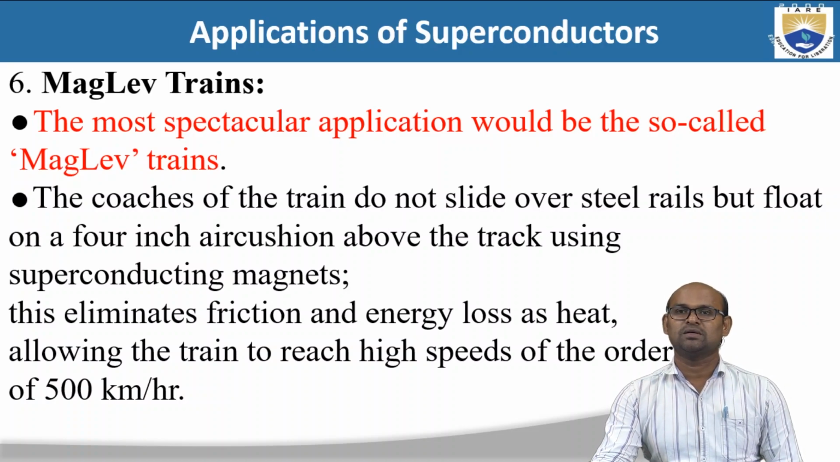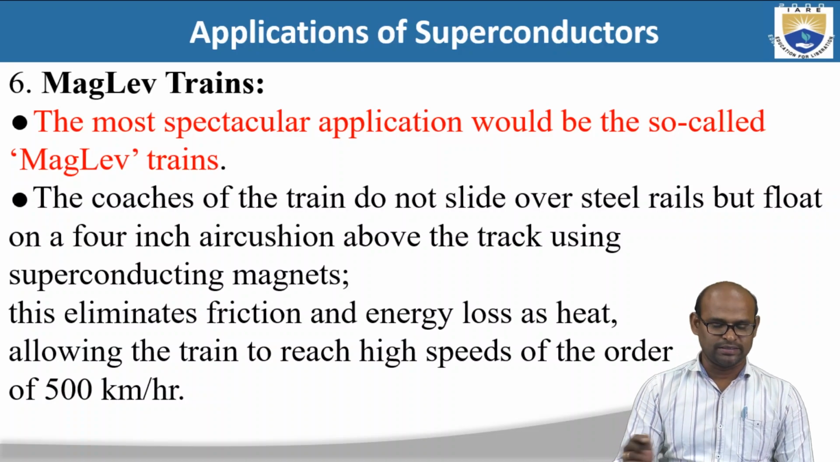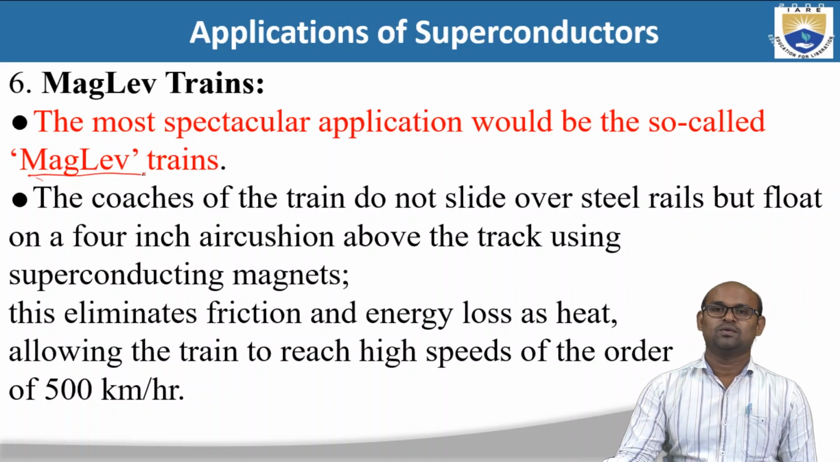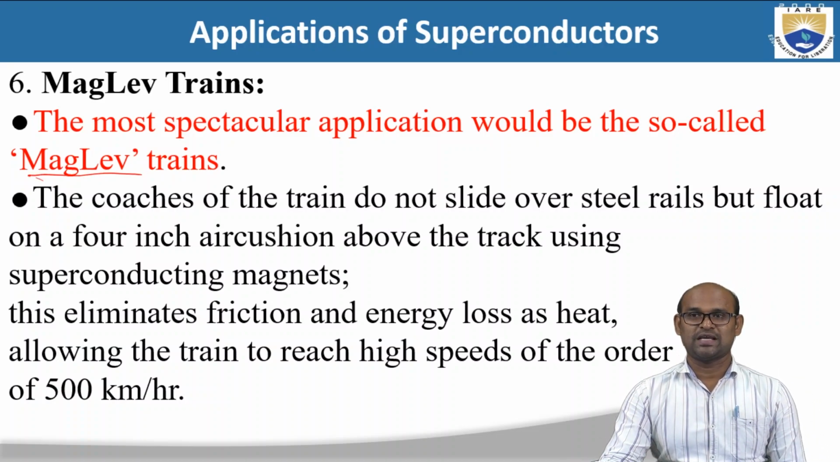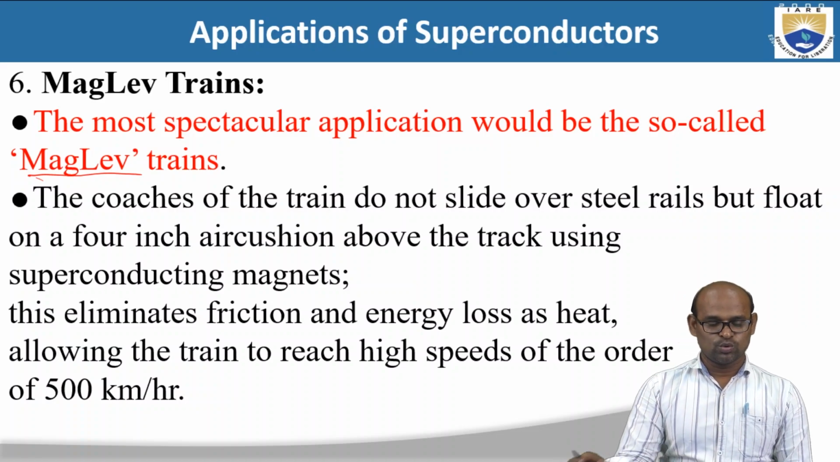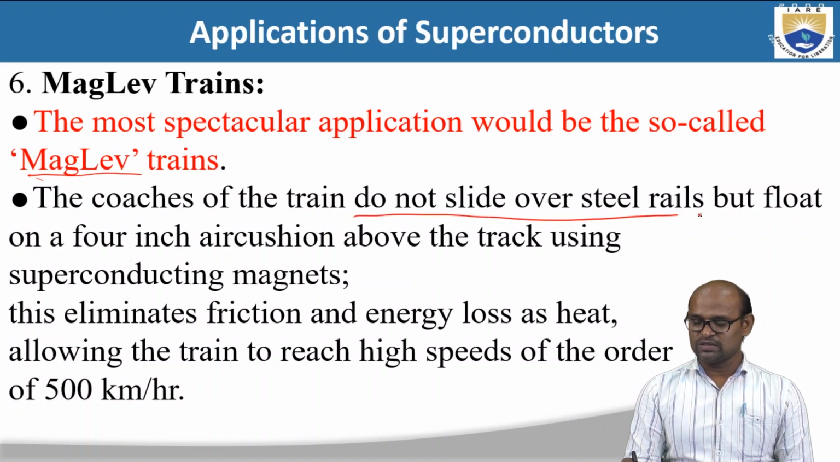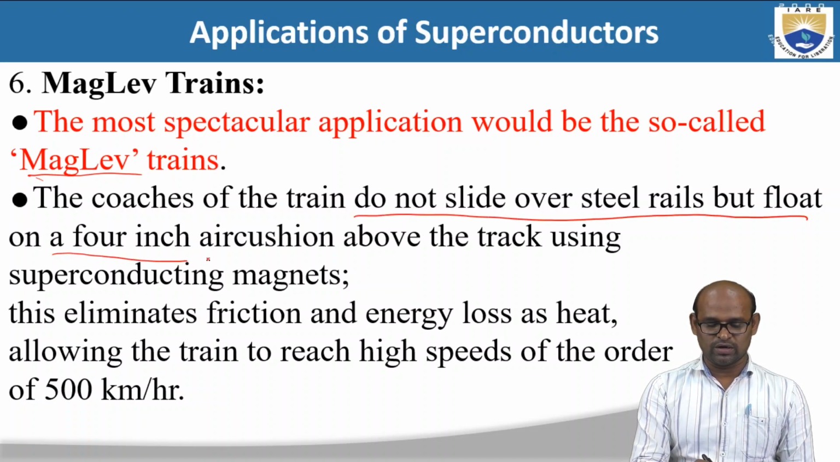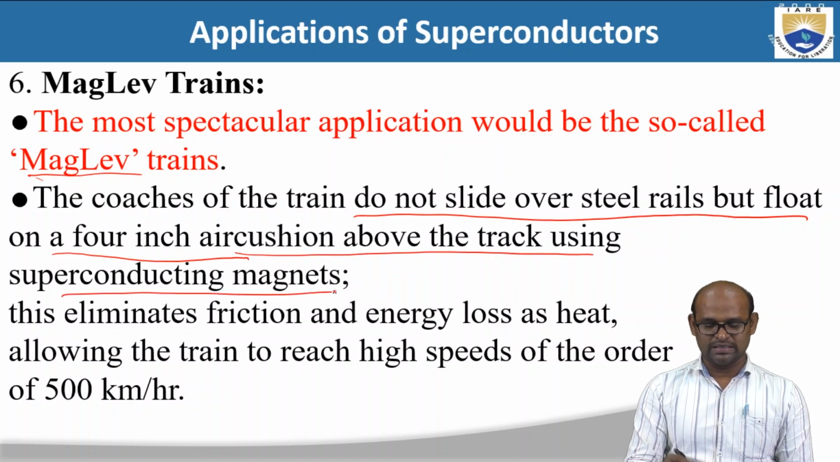The sixth application of superconductors is the maglev trains. The most spectacular application would be the so-called maglev trains. This is the most spectacular application of superconducting materials, right? The coaches of the train do not slide over steel rails but float on a 4-inch air cushion above the track using superconducting magnets.